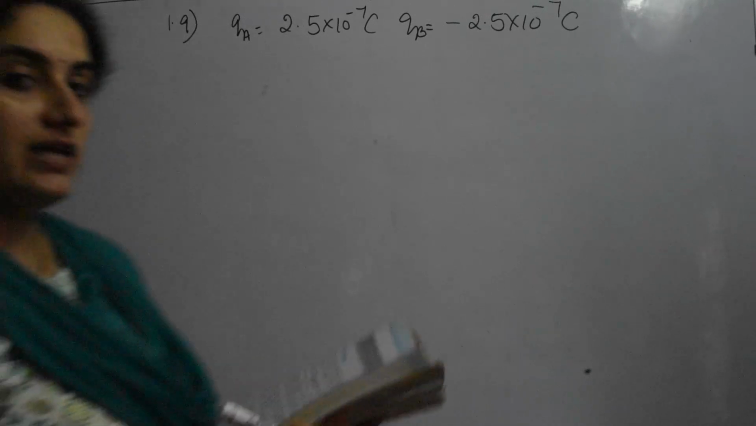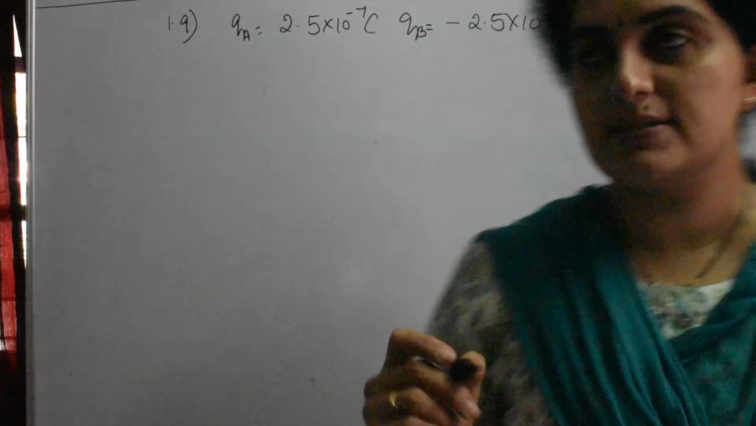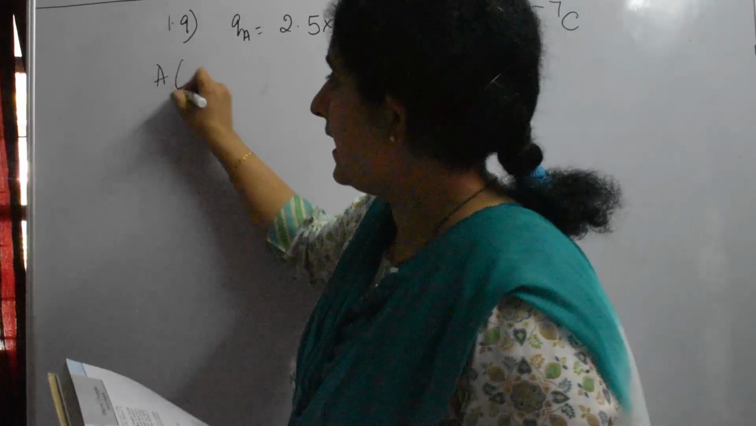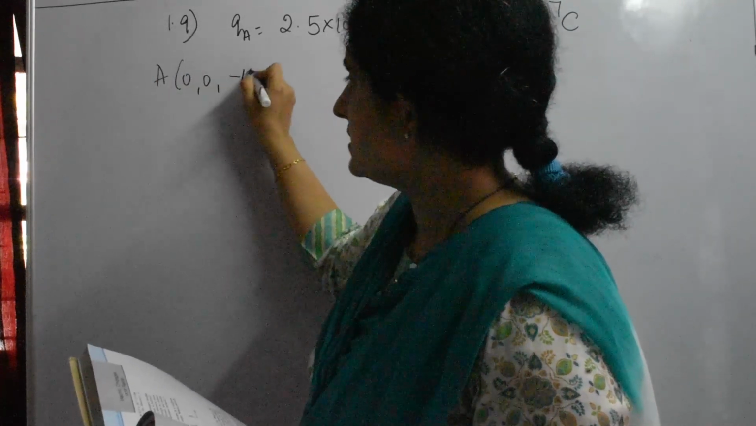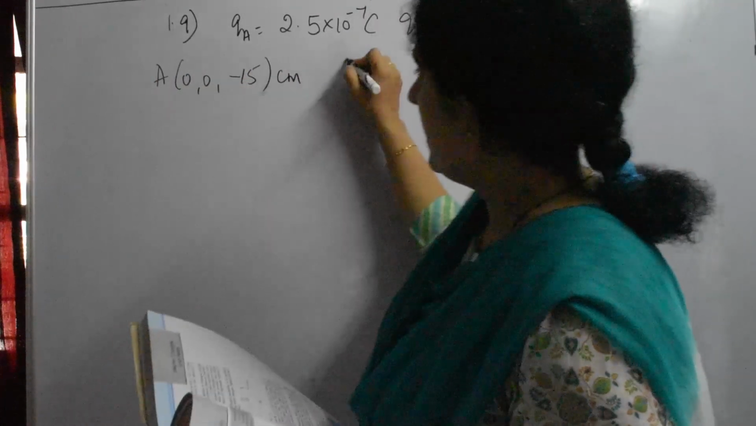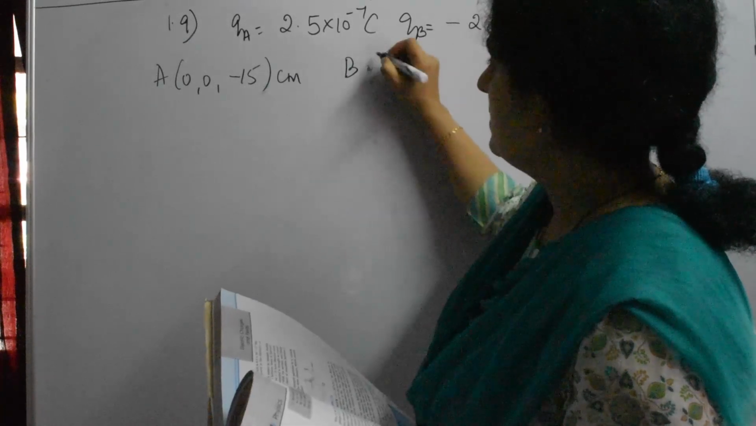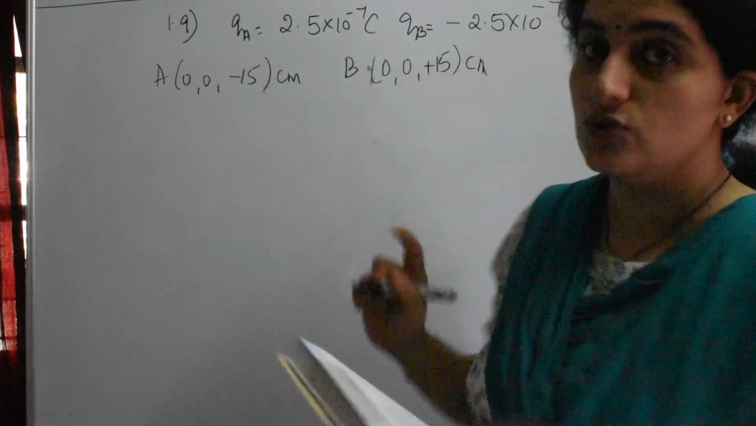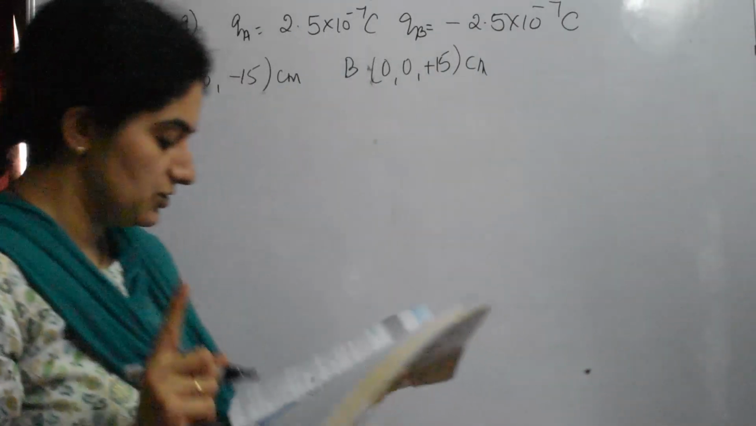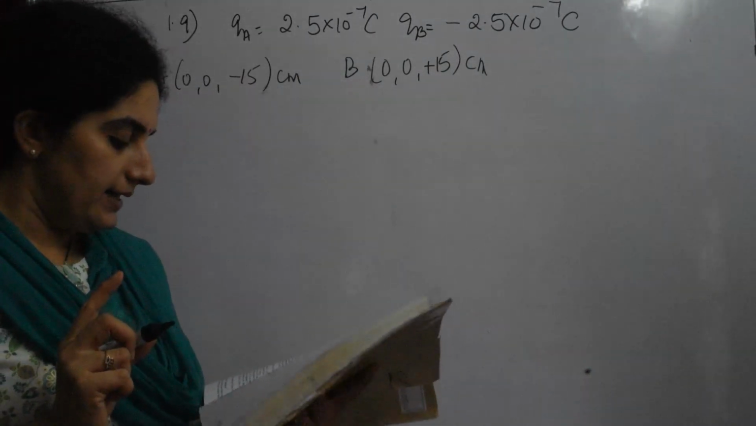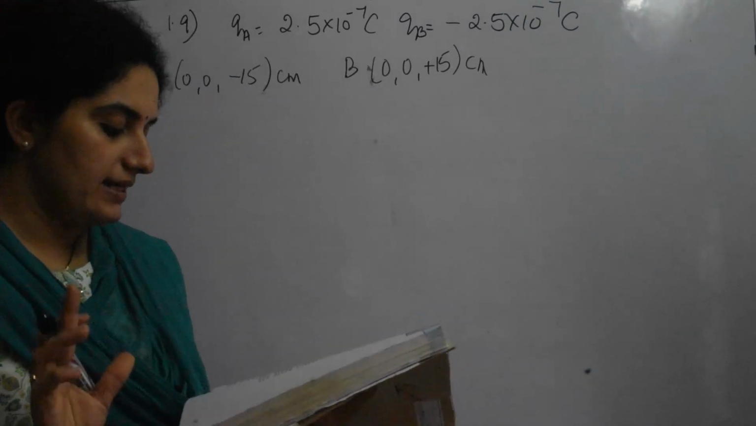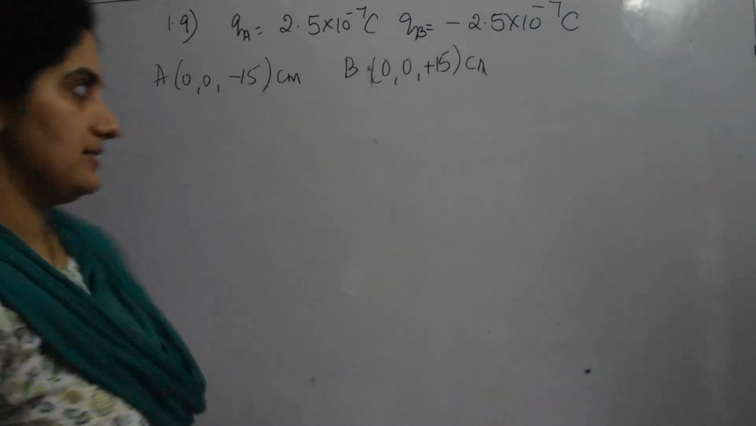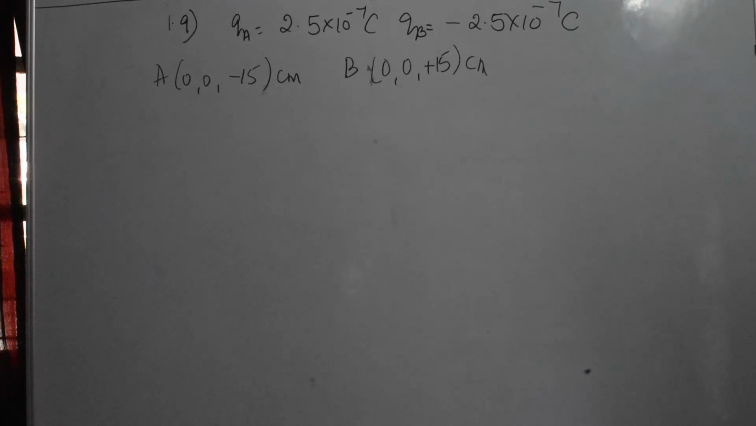So you have 3 coordinates here, because A is given as point 0, 0, minus 15 centimeter and point B as 0, 0, plus 15 centimeter. So you should have a 3 axis representation. And then, what is the total charge and electric dipole moment of the system? The total charge in the system, and also calculate the electric dipole moment.